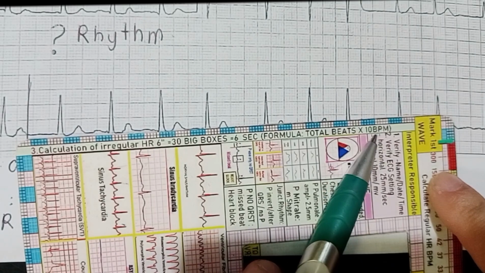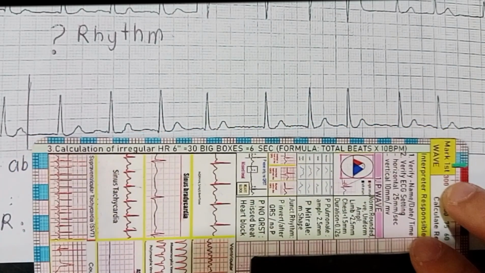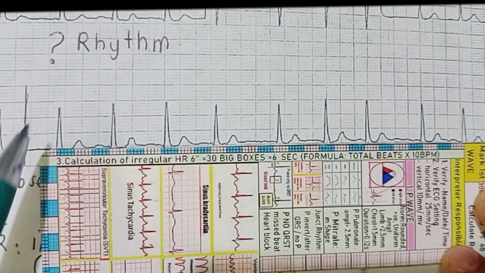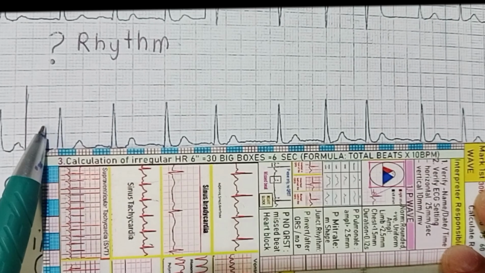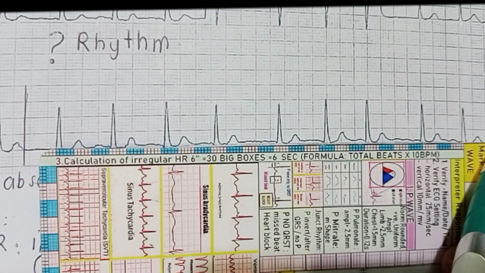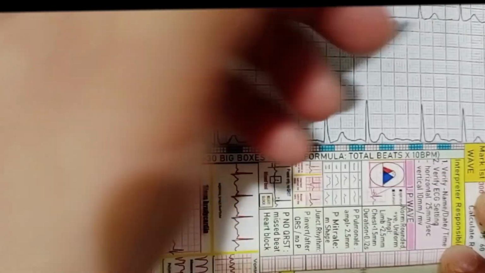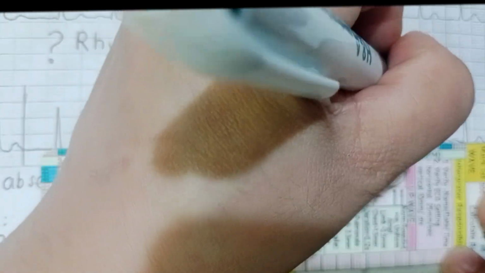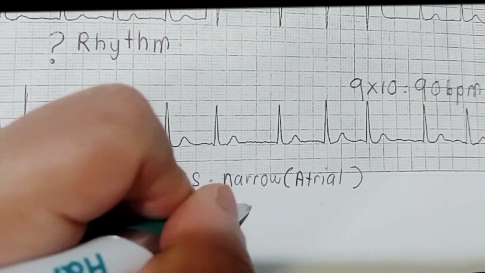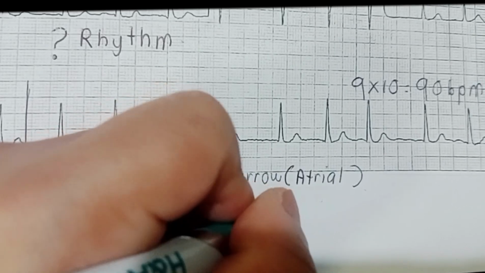So times 10. We count the QRS from here until 6-inch. 1, 2, 3, 4, 5, 6, 7, 8, 9. It was 9 times 10. So the heart rate is 90 beats per minute.